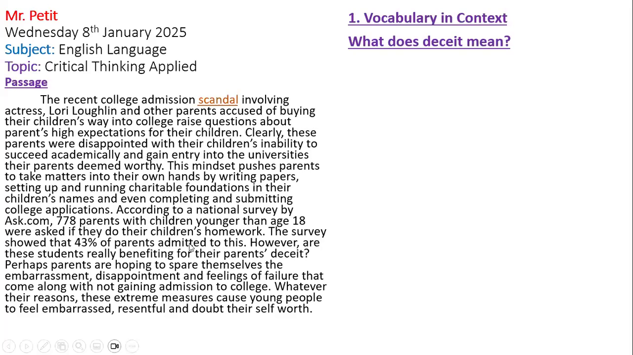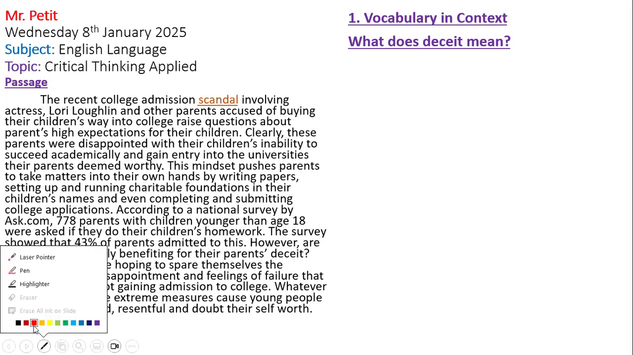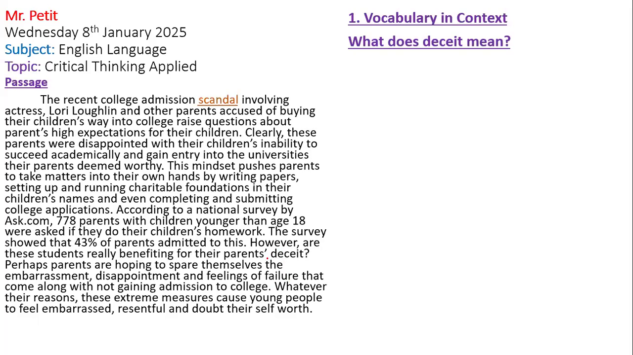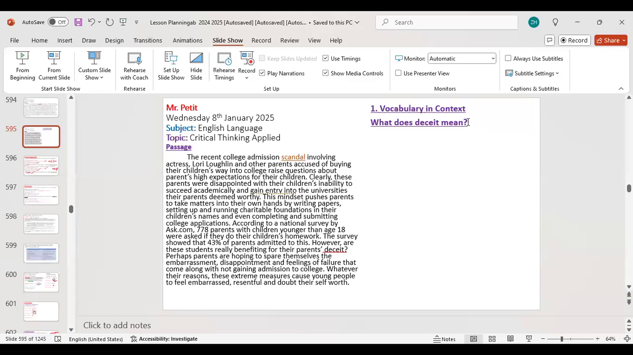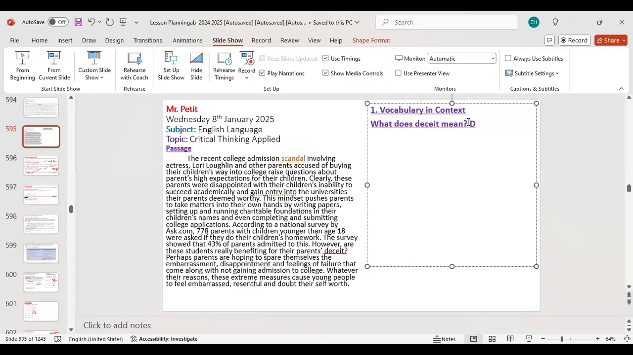Yes, dishonesty, because it says, "However, are these students really benefiting from their parents' deceit?" Deceit, that means dishonesty, right? So we are analyzing the text, breaking it apart. This would mean to critically think, to analyze. What does the author mean? Deceit in this passage means dishonesty. So let's write that down. As used in the passage, deceit means dishonesty.